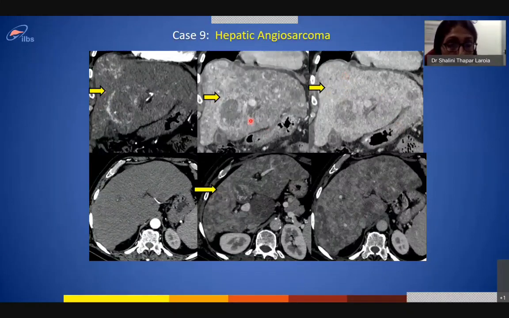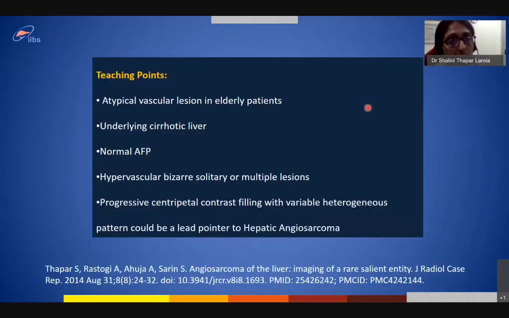Also, always remember, think many times before you label any lesion as a hemangioma in a cirrhotic liver, because more often such lesions will be tumors rather than hemangiomas, and those are the mimics that you need to rule out.